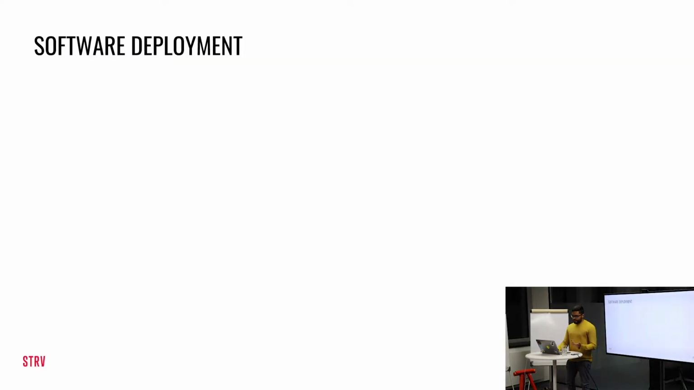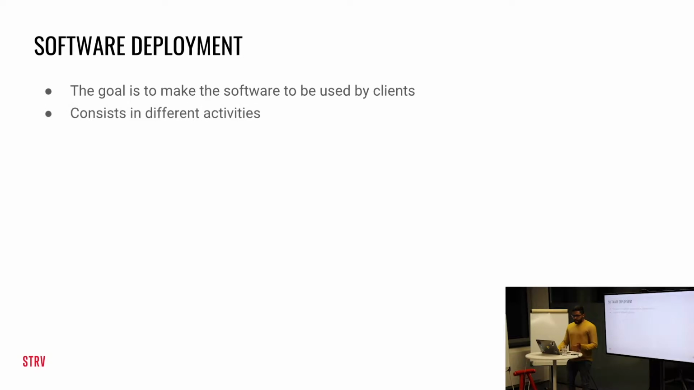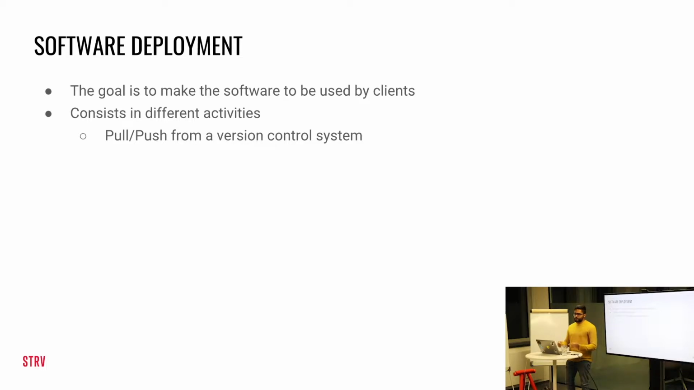So basically, let's talk about software development. The goal of all of this is to make our software be used by clients or by end users. That's basically the goal. And it consists of different activities. One of them, I would say the most important one, is pull or push from your version control system, which could be Git. You can configure webhooks to push your code when something is changed, or you can clone the code with a script or just manually. That's basically the most important part.